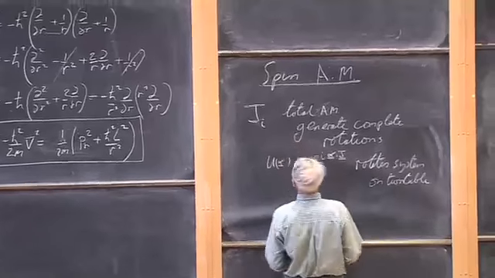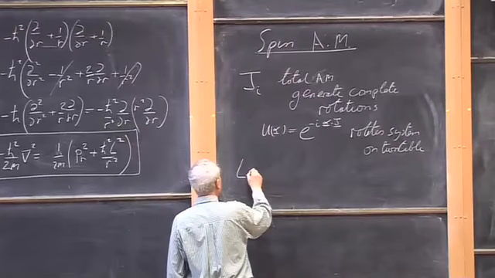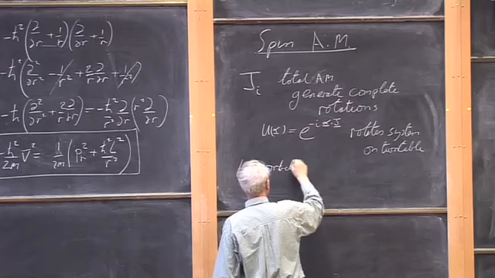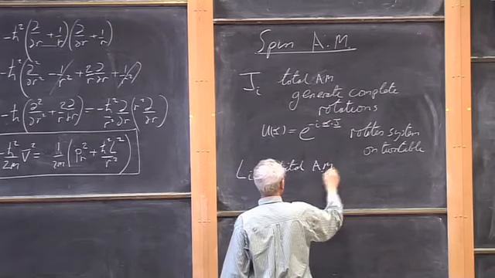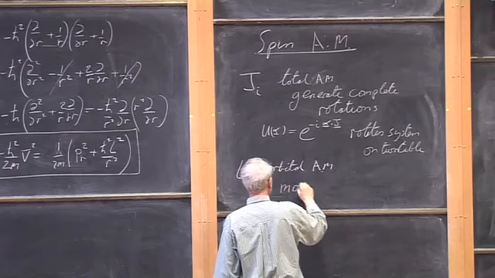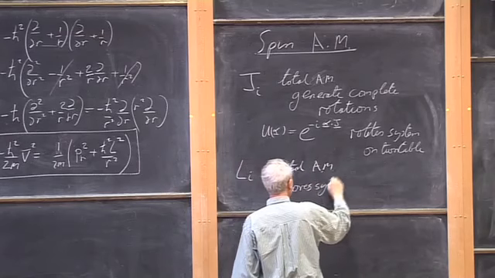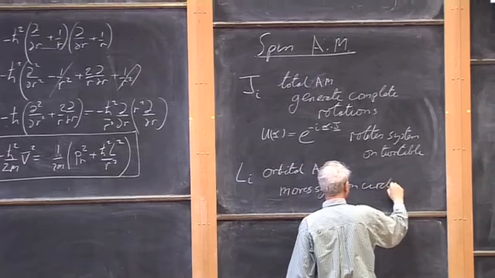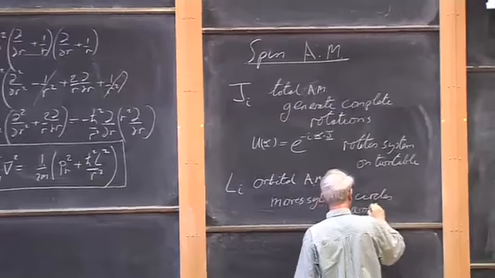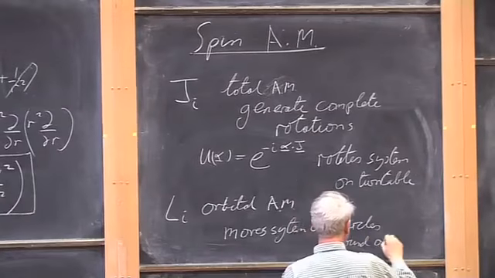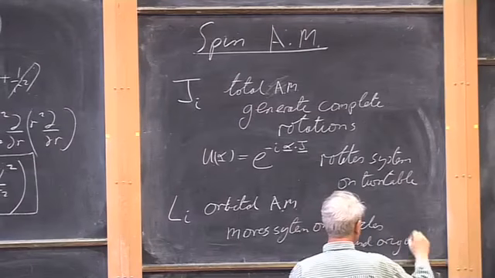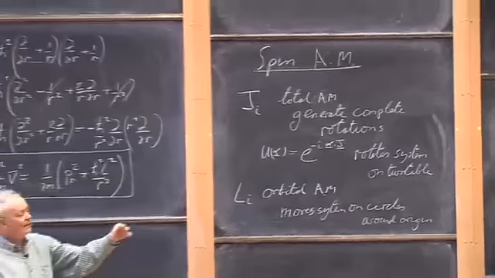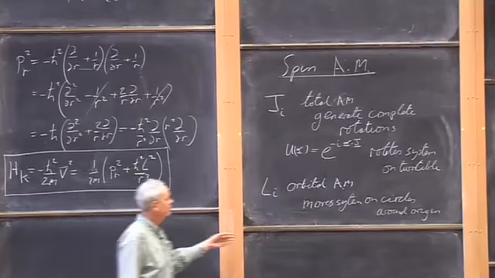But we also have shown that Li, the orbital angular momentum, moves the system on circles. So it moves it around. Physically, it translates it around the origin, but it does not rotate it at the same time. It leaves its orientation fixed.